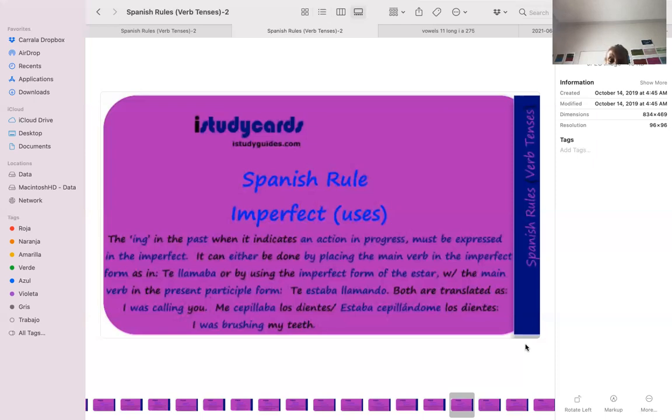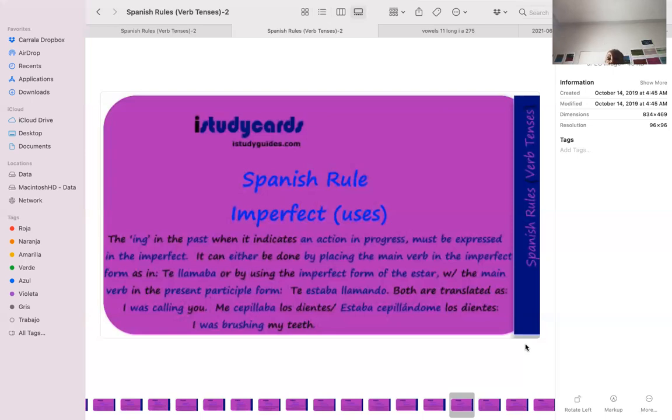So the ing in the past, when it indicates an action in progress, something was happening. Now, it could be something was happening while something else was happening. So two things are happening. And in English, that's while, or Spanish, mientras. Hablaba por teléfono, mientras cocinaba la cena. Okay, so two things are happening at the same time. I was cooking dinner while you were talking on the telephone, something like that, right?